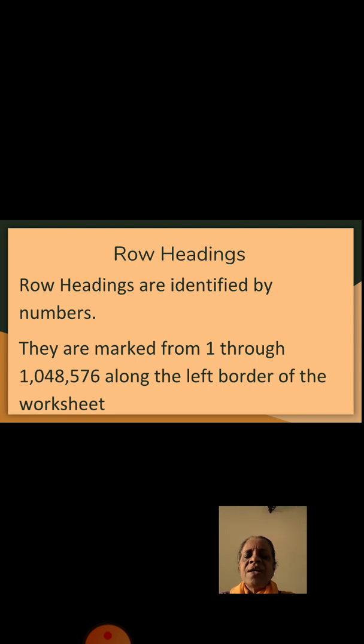Now let us see what rows are. Row headings are identified by numbers. As I mentioned previously, the rows are always identified by numbers. The starting number is 1 and the last number is 1048576 along the left border of the worksheet. So you can all open your Excel worksheet and try to identify the column headings A, B, C, D and the row headings 1, 2, 3, 4.